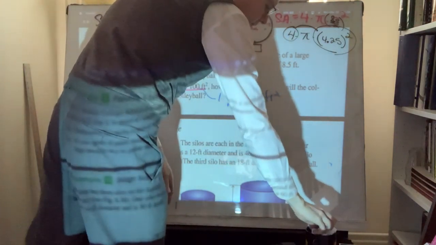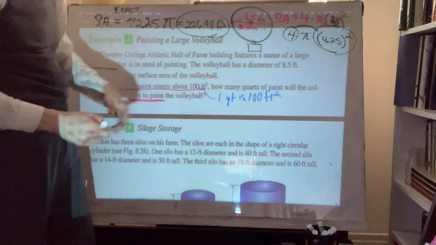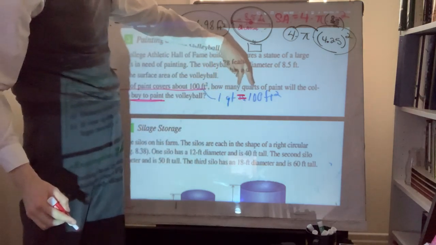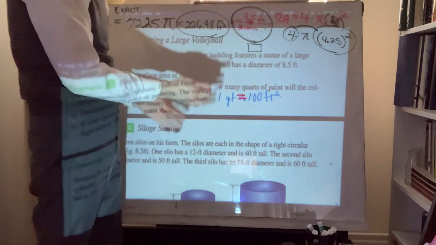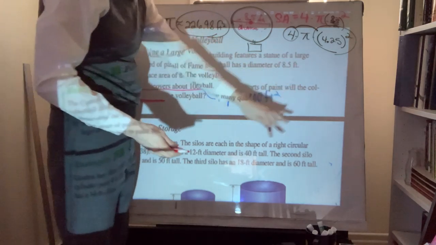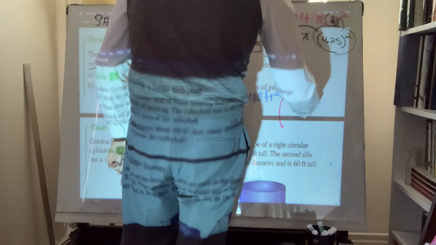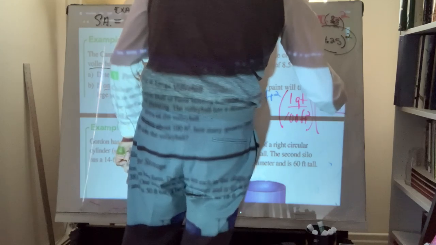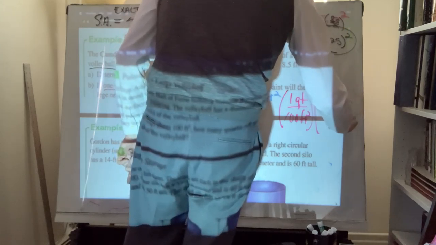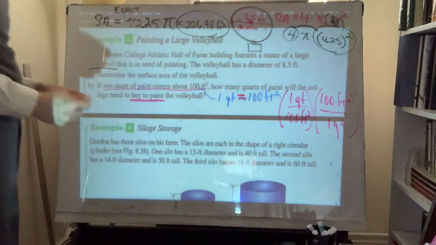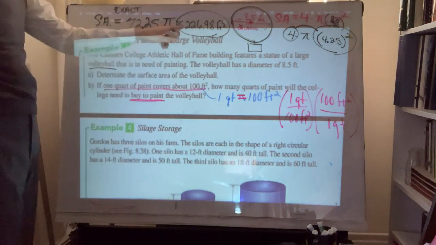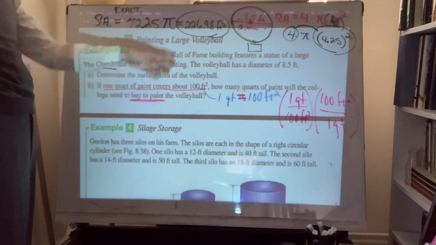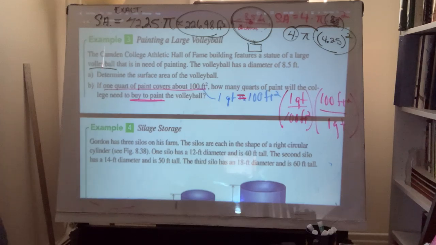So the way that a table of conversion factors would look is often like a simple equation like this. One quart, using abbreviations, is 100 feet squared. If you write it in the more conducive fashion, it's a ratio. So you might either use it as one quart over 100 feet squared, or if it is more practical, 100 feet squared over one quart, whichever you need. Now, in this case, we're trying to figure out how much paint a person would need to buy to paint this giant sphere, the volleyball.